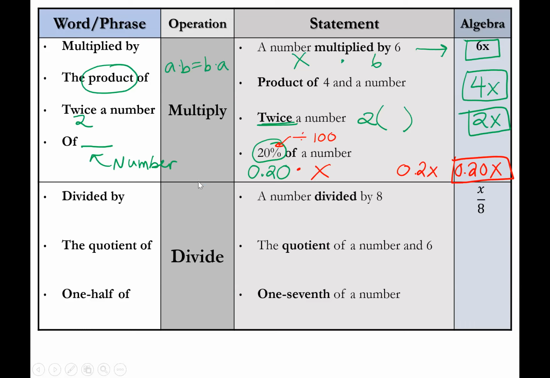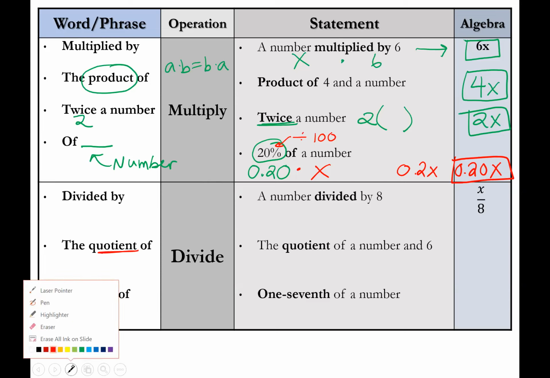All right, so those were our multiplication examples. Then the last few are going to be division. So the phrases we have are divided by, the quotient of, and 1/2 of. 1/2 of would mean you're multiplying by 1/2. Quotient, we've seen that word before. That just means it's an answer to a division problem. What I want you to get used to now is seeing our division phrases or expressions written as fractions.